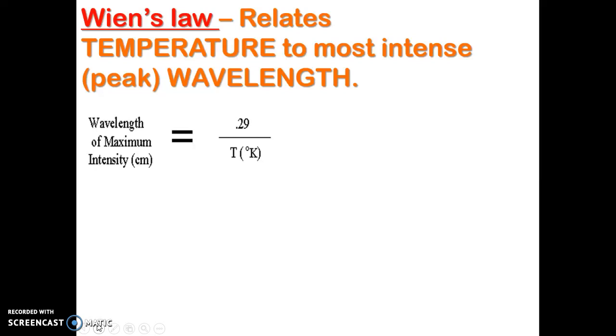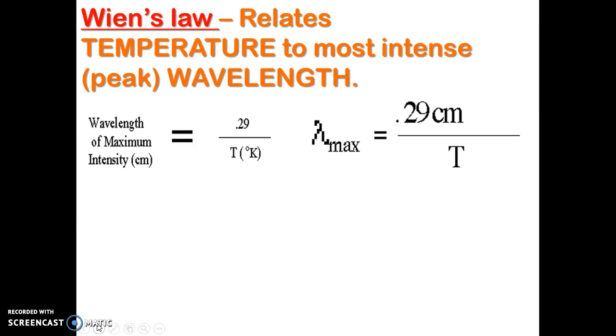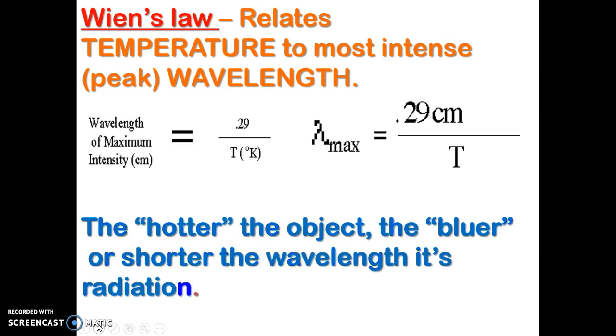Wien's law says that the wavelength of maximum intensity is equal to 0.29 centimeters, that should be centimeters up there, divided by temperature in Kelvin. So the wavelength in centimeters is equal to 0.29 centimeters divided by temperature in Kelvin. That is your wavelength maximum. So our sun, if you plugged our sun into it, I've got it coming up soon.